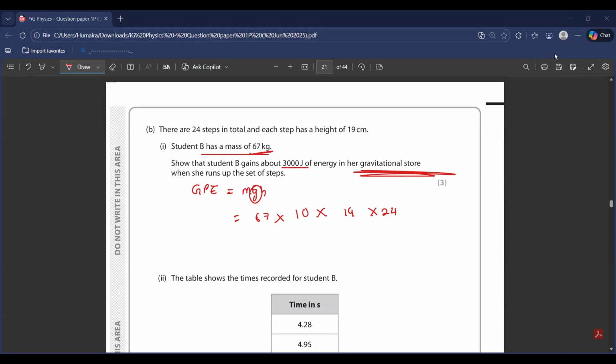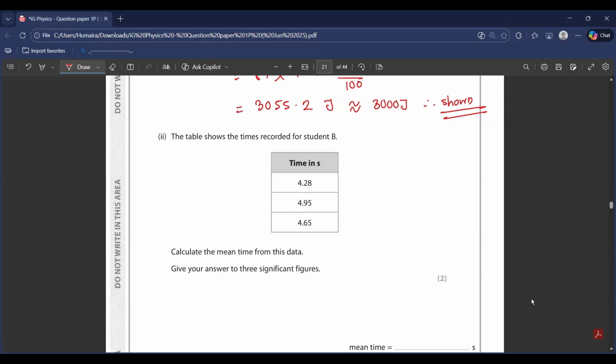And we have to convert centimeters to meters, so this would be divided by 100. This should give you 3055.2. GPE is an energy, so the unit will be joule. And we are very close to this value that we are supposed to show. This value is approximately equal to 3000 joule, therefore shown.